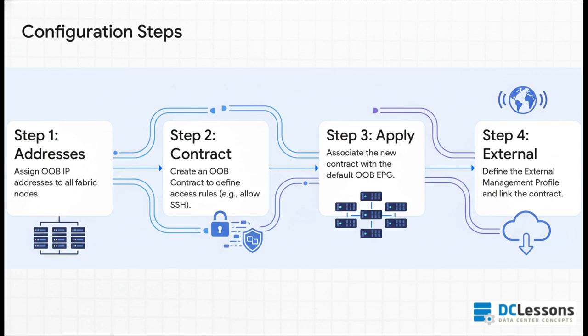Step 1, give your gear some IP addresses. Step 2, write the rulebook, the contract. Step 3, tell your ACI gear to use that rulebook. And Step 4, tell it which external folks are allowed to play. That's it. It's a pretty clean workflow.